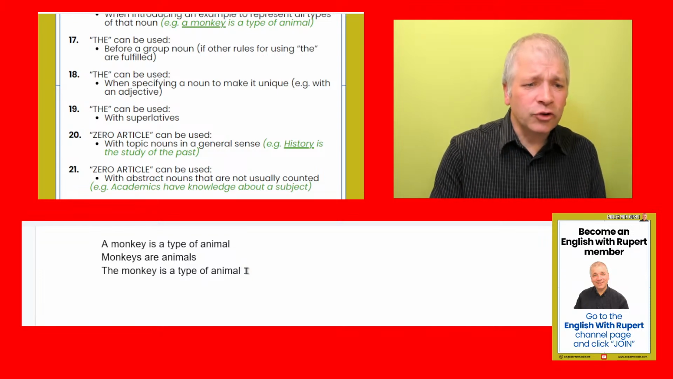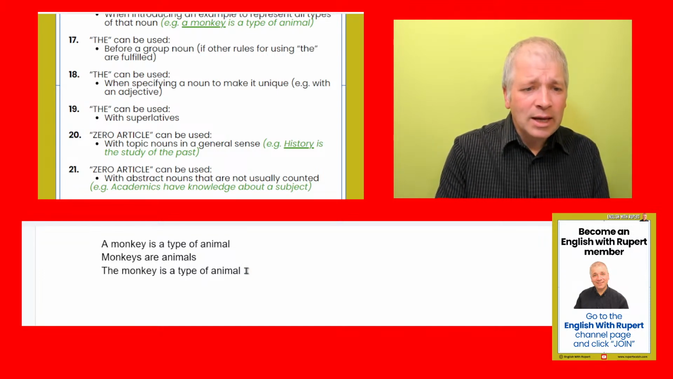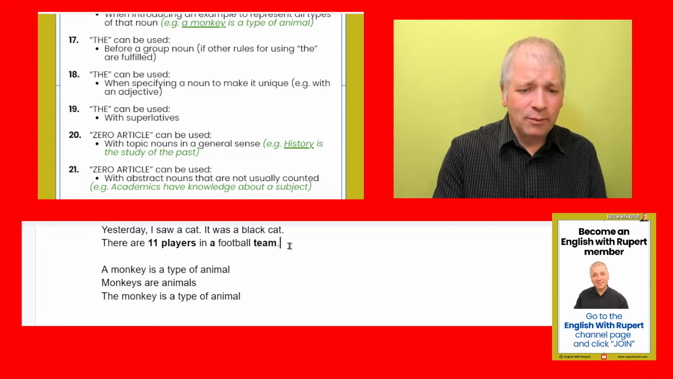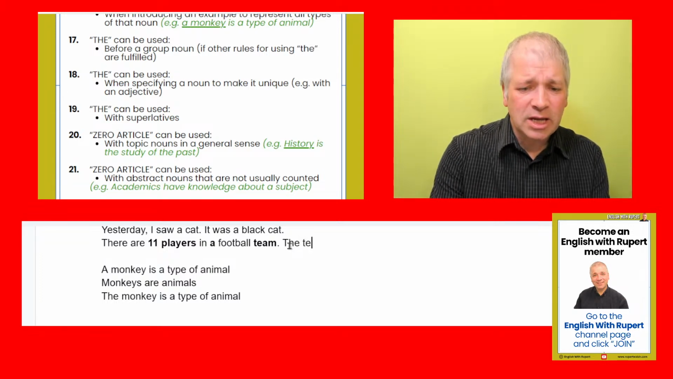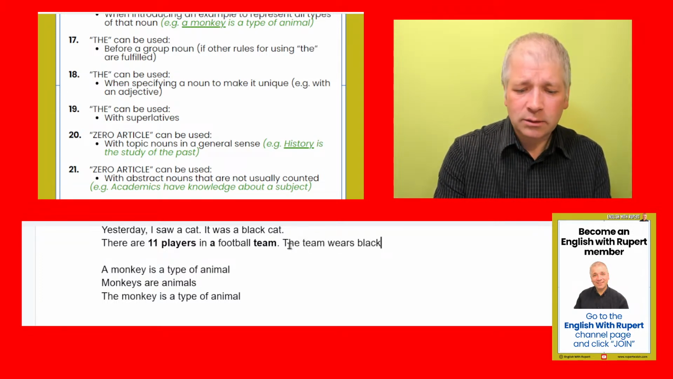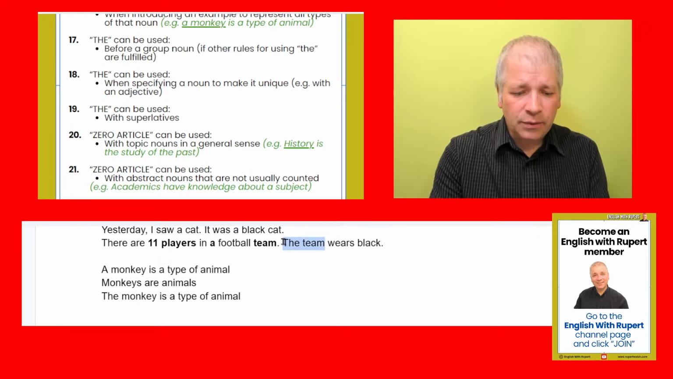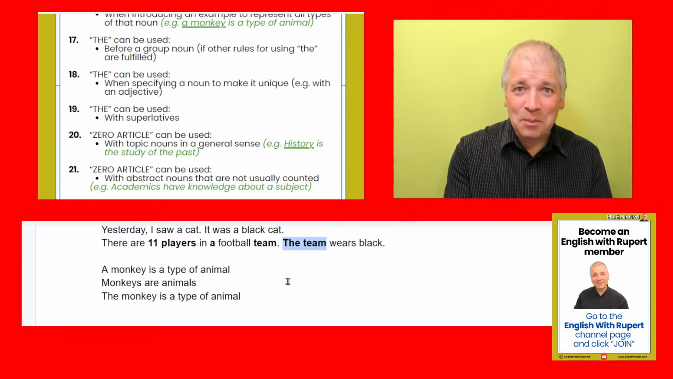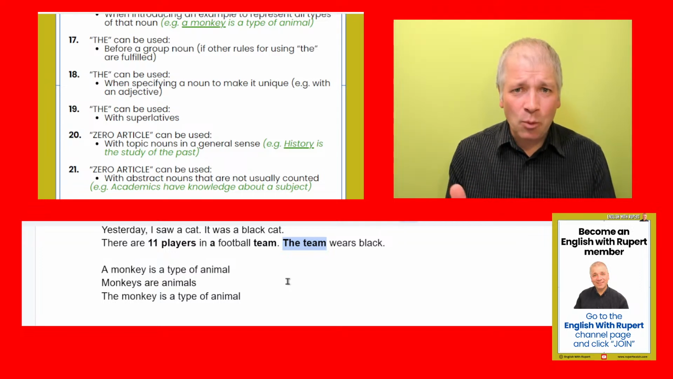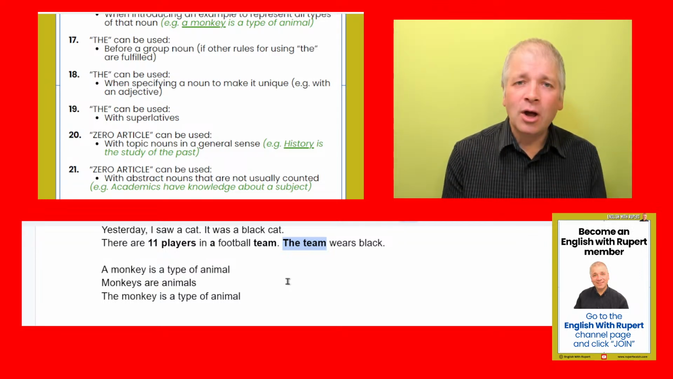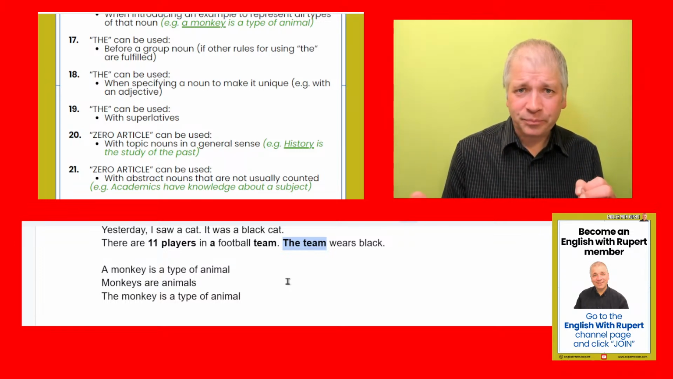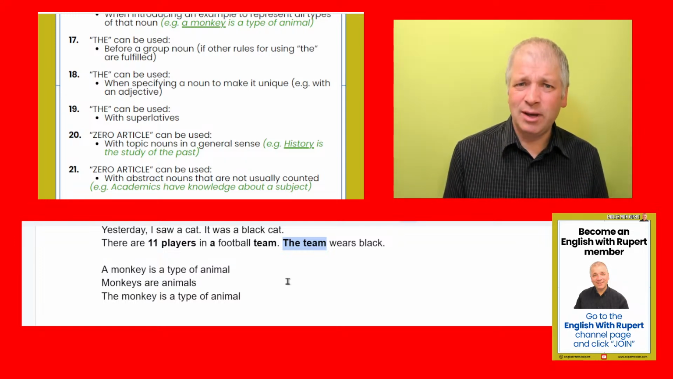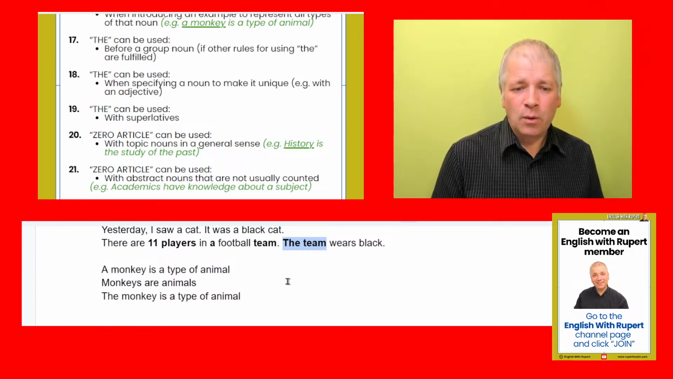Okay, now we're going on to the... So the can be used before a group noun as well, if the other rules for using the are fulfilled. So very simply, the team wears black. There are 11 players in a football team. I'm going back to the team example here. There are 11 players in a football team. The team wears black. So here we have the second mention of the noun, so we revert back to the rules for a and the. In essence, a group noun is treated like a singular noun. So a team for the first mention, the team for the second mention.